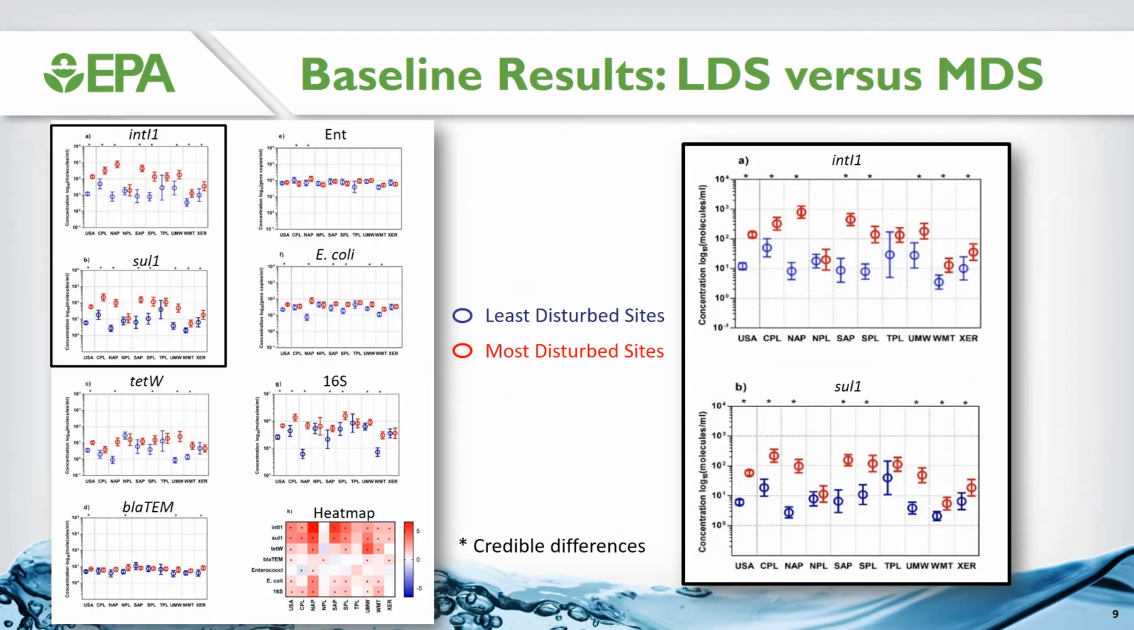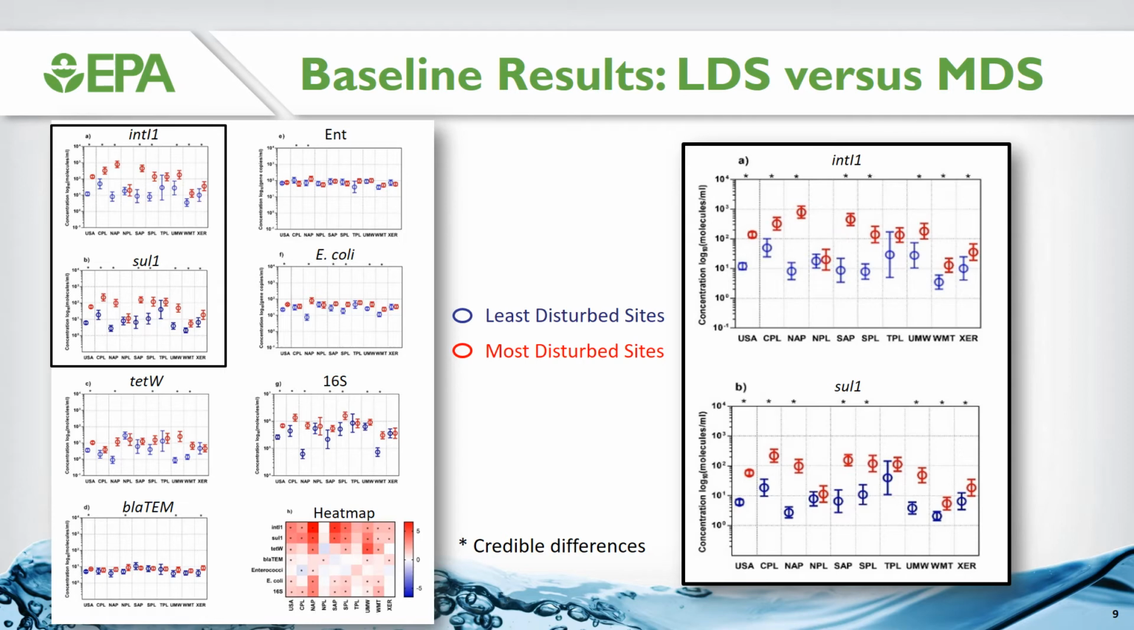This slide shows the results of the comparisons. Plots for all 7 genes are shown to the left. The heat map summarizes the magnitude of the differences between least and most disturbed sites. The heat map scale is log 2. The Anti1 and Sol1 genes support our hypothesis that rivers and streams in poor condition have high gene concentrations. Most of the ecoregions support this conclusion except for northern and temperate plains.